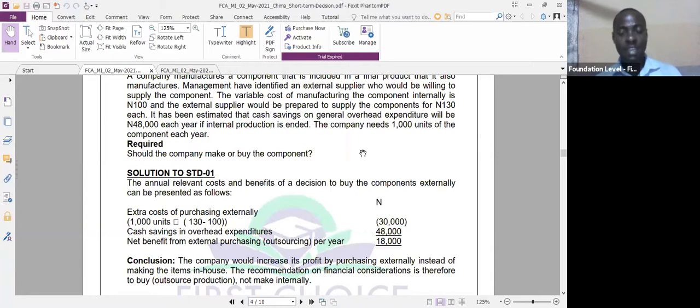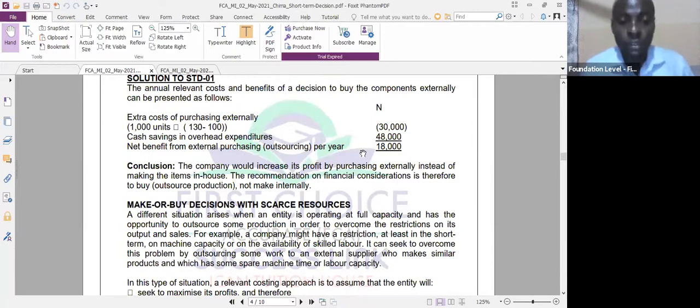Wherever you are getting a net benefit like this, it means do that thing that gives you this net benefit. And what did we do here? We decided to purchase this device or component externally. So the company would increase its profit by purchasing externally instead of making the item in-house. So the recommendation of financial consideration is therefore to buy or to outsource the production instead of making it internally.